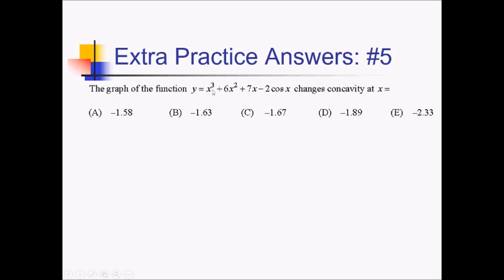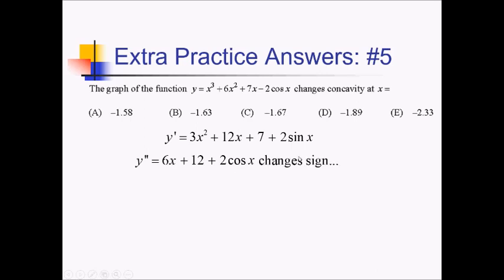First derivative, we've got 3x squared plus 12x plus 7, and then this is going to be plus 2 sine of x. Now for the second derivative, that's going to be 6x plus 12. 7 just becomes 0 there. And this next one is going to be plus 2 cosine of x. Let's go ahead and graph that now to see where we are changing sign.